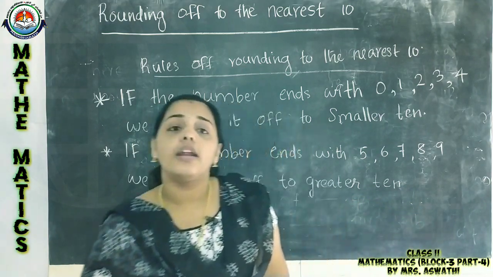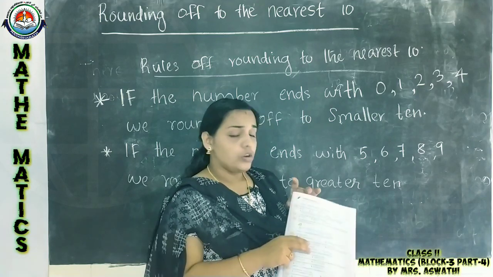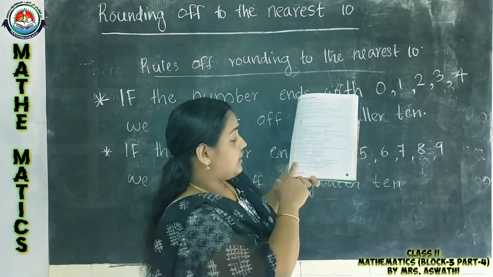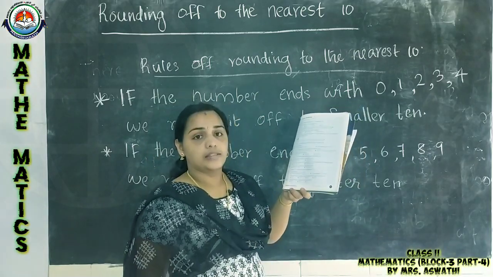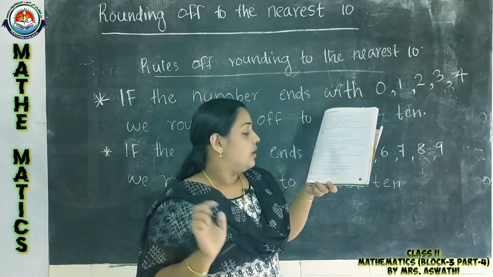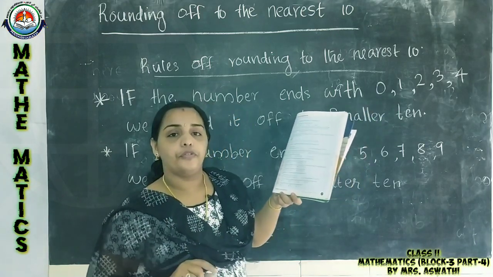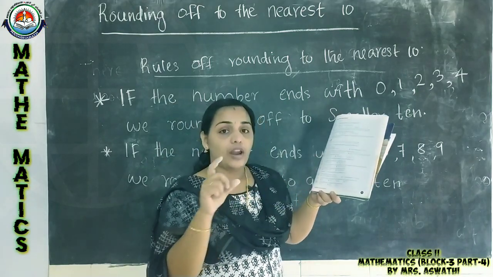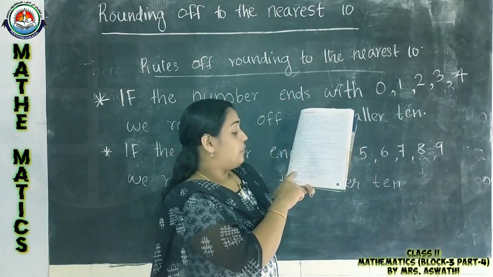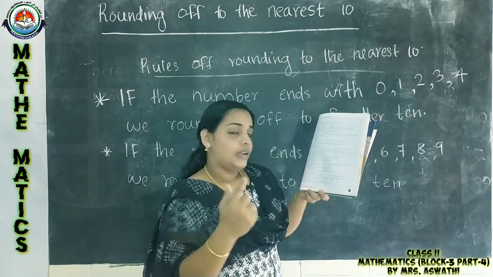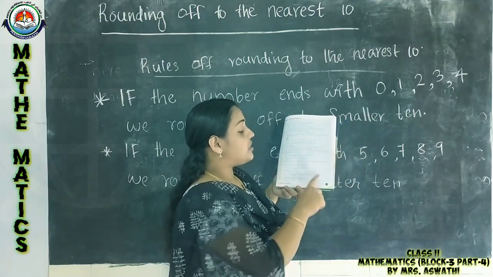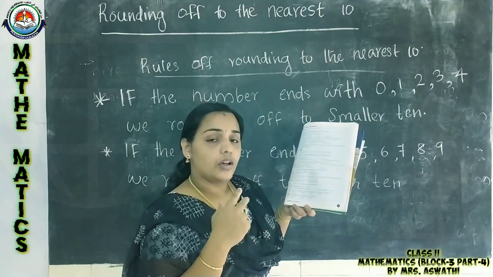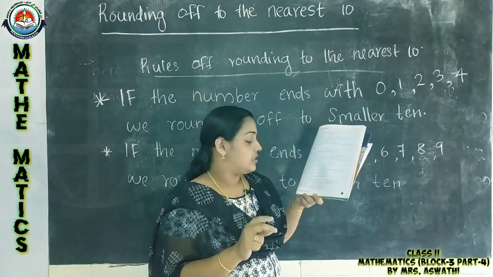Then take your textbook homework also. Lesson 4, rounding off to the nearest 10. Listen here. Write whether true or false. Only write true or false. 54 lies between 40 and 50. We know where 54 lies. Here it says 54 lies between 40 and 50. Is it true or false? And 77 lies between 70 and 80. We know the correct answer, so you can put true or false.